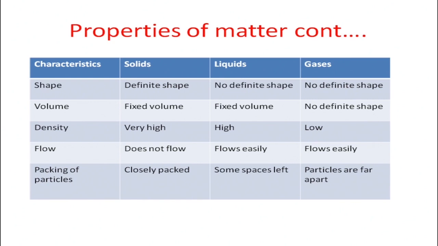Otherwise, gases have no definite shape, and we can tie our explanation to the first property, which tells us that they have no definite shape. In terms of density, because the particles of solids are closely together, the density of solids is very high, while in liquids their densities are also high, but in gases the density is low. The fact is that the intermolecular spaces between them are very large.